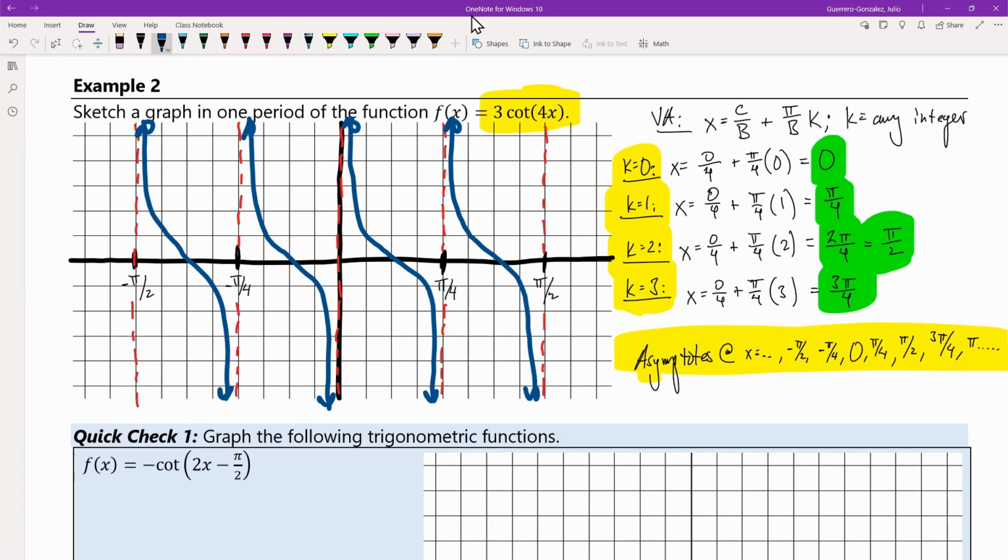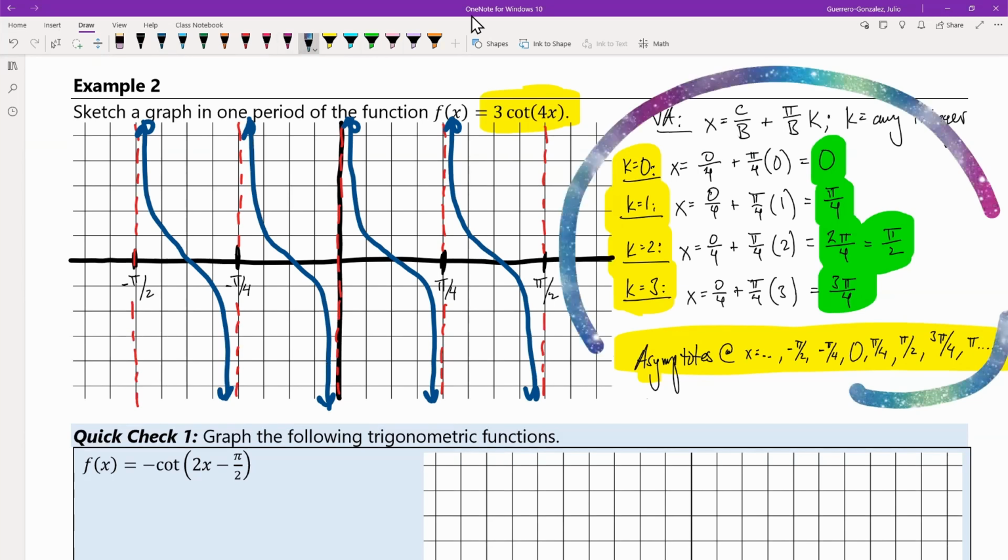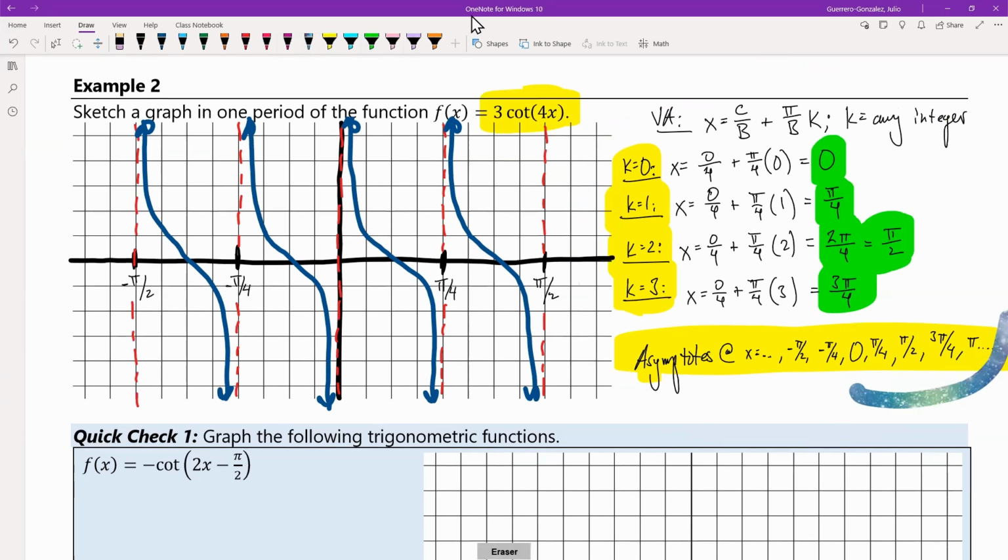What I do want everybody to do is be able to give me the list of asymptotes. That's the more important bit. Give me my list of asymptotes and be able to see the pattern that arises when you compute them, okay? That's it. We're done.